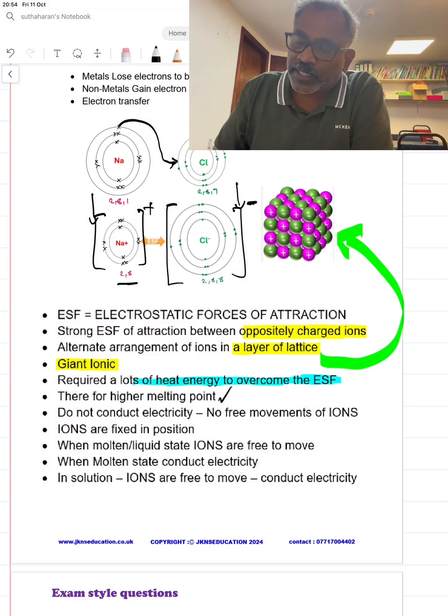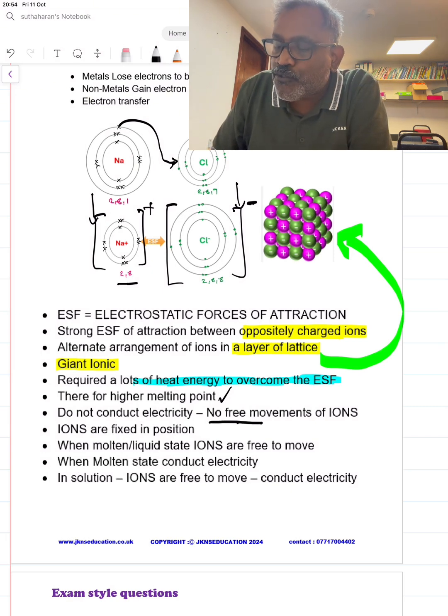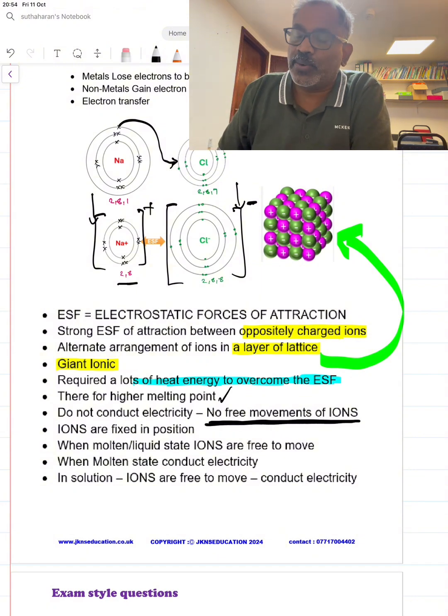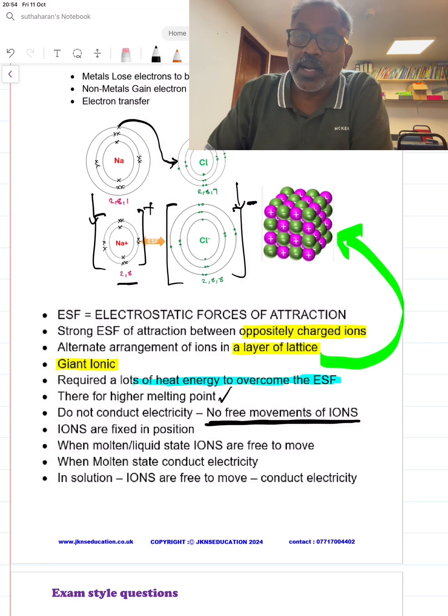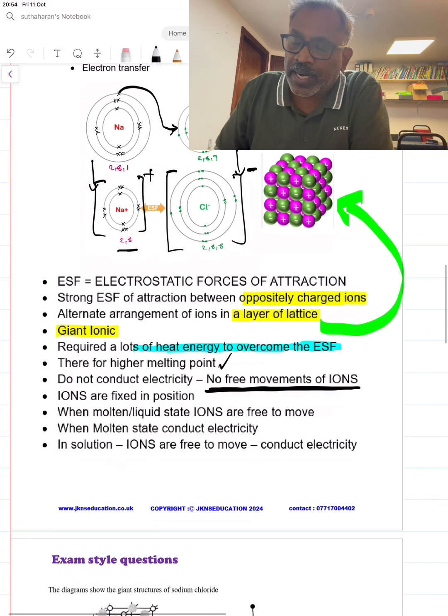And they do not conduct electricity when solid. Make sure you say the words free movement of ions. There's no free movement of ions. If you say electrons here, you lose the mark because electrons are already transferred. Another point you can say is that ions are fixed in position, they do not move. So that's the main mark.